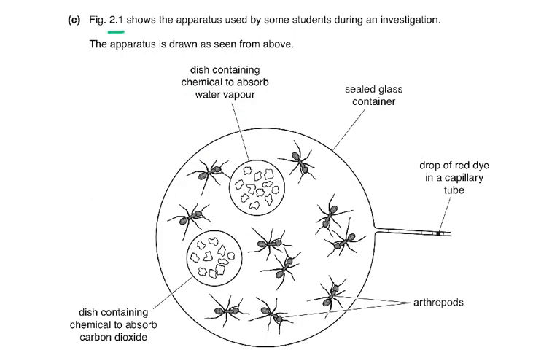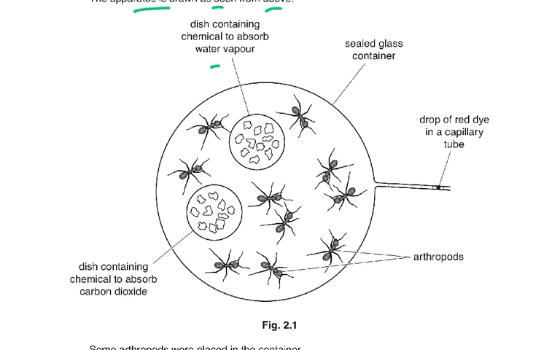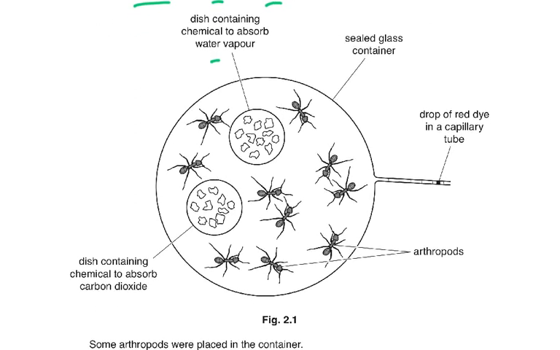Part C, Figure 2.1 shows the apparatus used by some students during an investigation. The apparatus is drawn as seen from above. Dish containing chemical to absorb water vapor, sealed glass container, drop of red dye in a capillary tube, arthropods, dish containing chemical to absorb carbon dioxide. So there's a sealed glass container. There's a dish containing chemical to absorb the water vapor, and a dish containing chemical to absorb the carbon dioxide. And then there is a capillary tube.